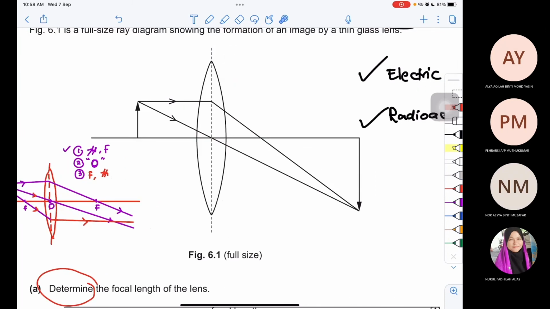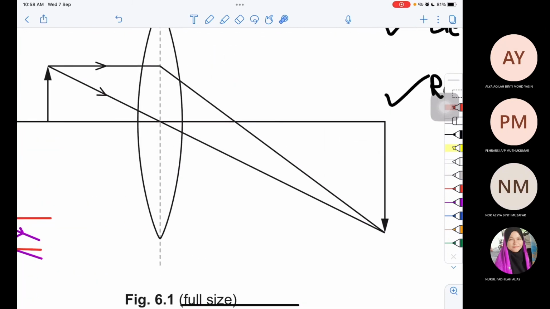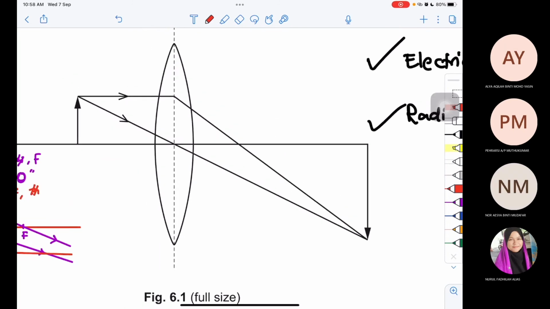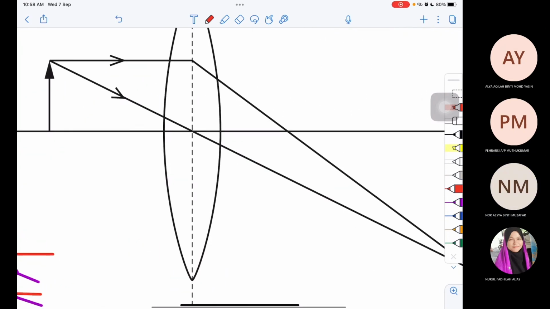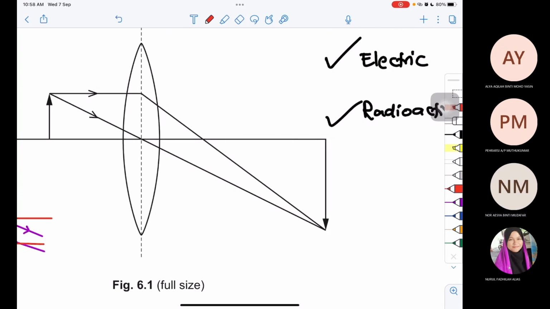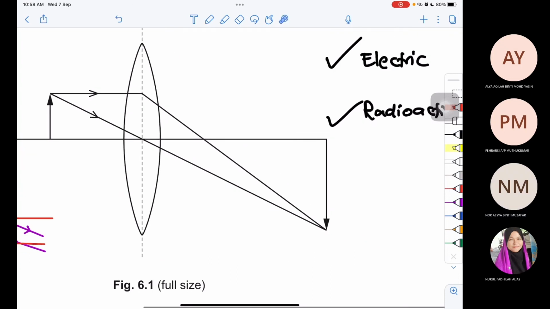Jadi kat sini, dia dah draw dah soal line. So what rule dia buat? Rule number 1 and 2 ataupun 2 and 3? Yang ada pada gambar ni, rule prinsip yang mana? 1, 2, 3, 1, 2 or 2, 3, 2? Ni lah. 1, 2, 3. So this one dia buat yang mana? 1 and 2. So 1 first, parallel to focal point. Jadi you tahulah focal point. Yang ini dia bending ni towards the focal point.